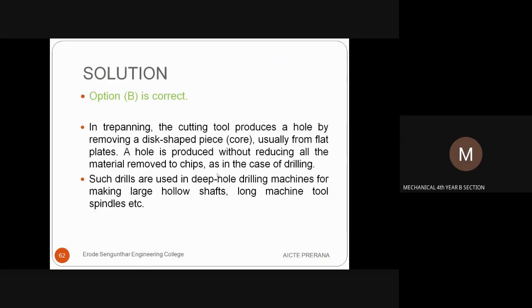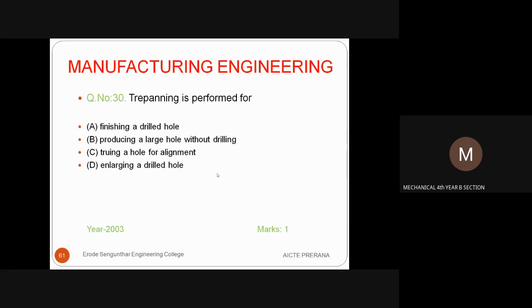In a drilling operation, we convert the material into chips. But in this operation, only the external diameter will be removed, and the blank will stay as a blank itself. It won't get converted into chips. Such drills are used in deep hole drilling machines for making large hole shafts, long machine tool spindles, etc. They have given some applications where we use this trepanning operation. So option B is the right answer for producing a large hole without drilling.